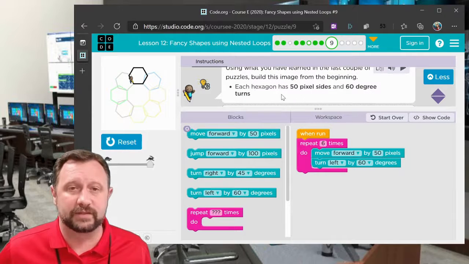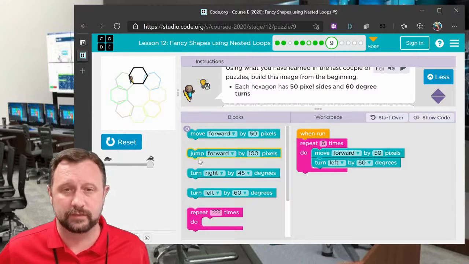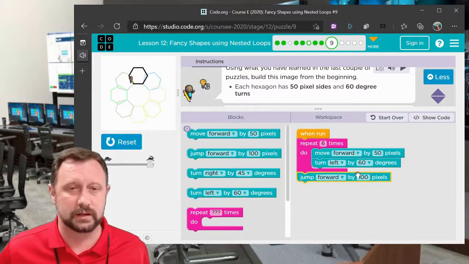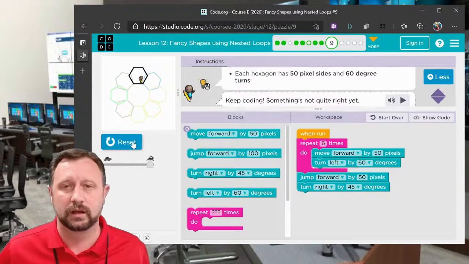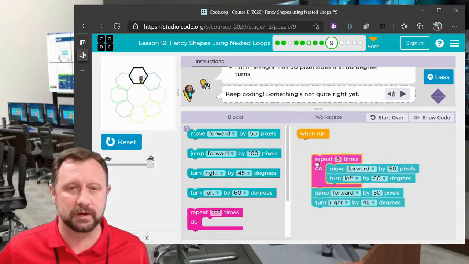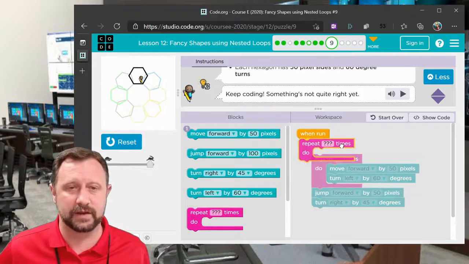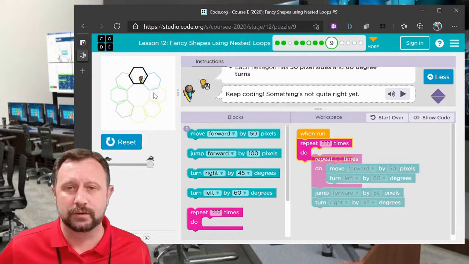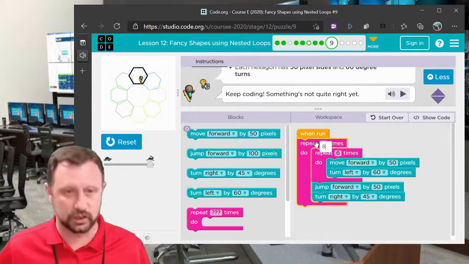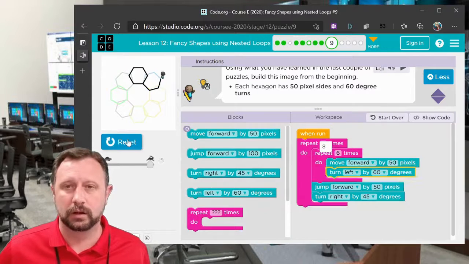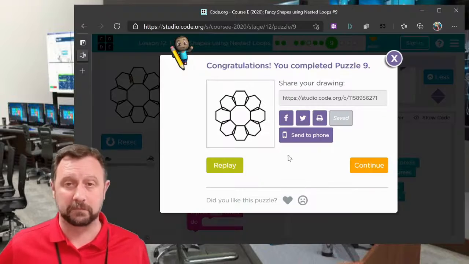Looks like we'll probably have to jump forward 50 pixels. Looks like a 50 pixel jump. And maybe I see a turn block in here like so. Let's reset and run. That looks about right. So now I will do that by the number of hexagons I have. 1, 2, 3, 4, 5, 6, 7, 8. 8 hexagons. Let's go. Kind of like a flower.